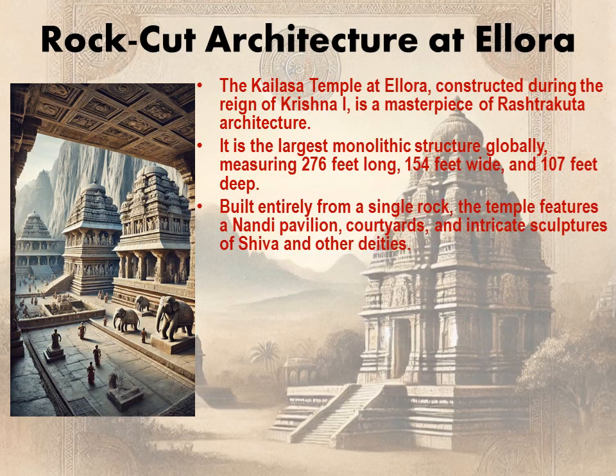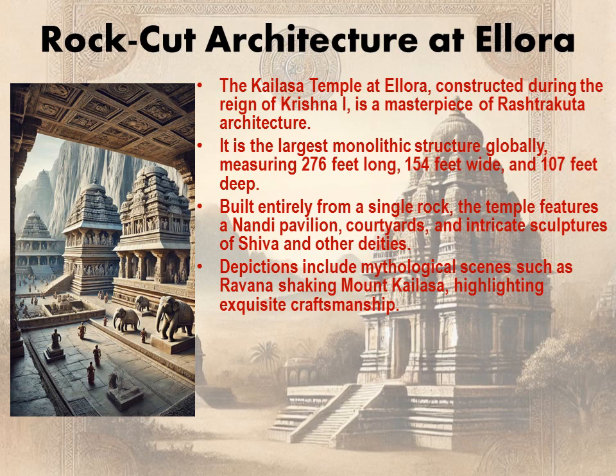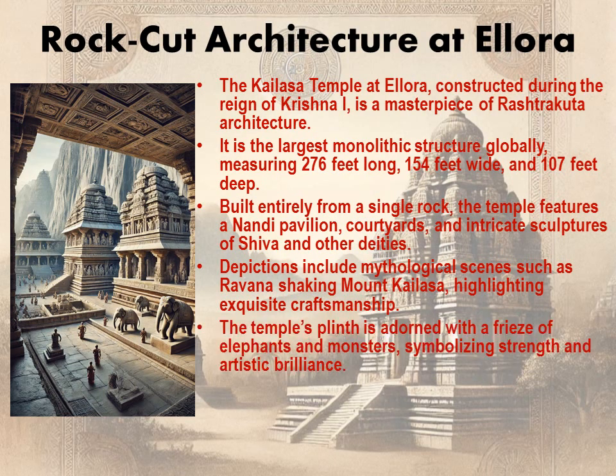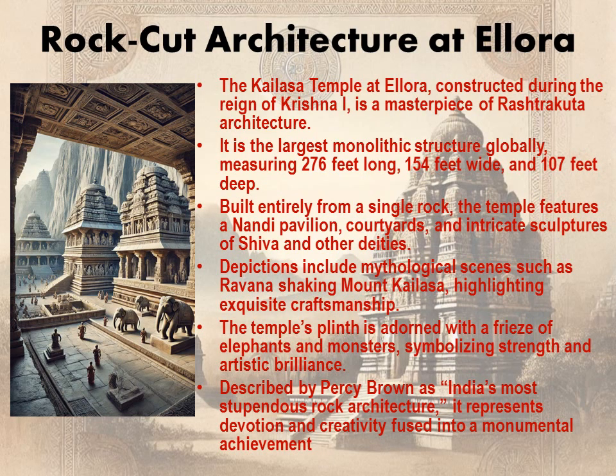Built entirely from a single rock, the temple features a Nandi pavilion, courtyards, and intricate sculptures of Shiva and other deities. Depictions include mythological scenes such as Ravana shaking Mount Kailasa, highlighting exquisite craftsmanship. The temple's plinth is adorned with a frieze of elephants and monsters, symbolizing strength and artistic brilliance. Described by Percy Brown as India's most stupendous rock cut architecture, it represents devotion and creativity fused to a monumental achievement.